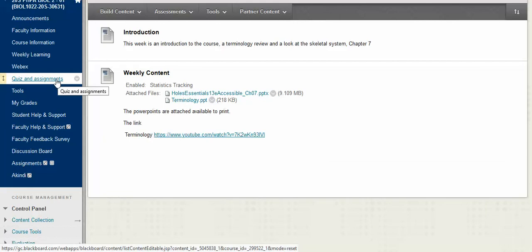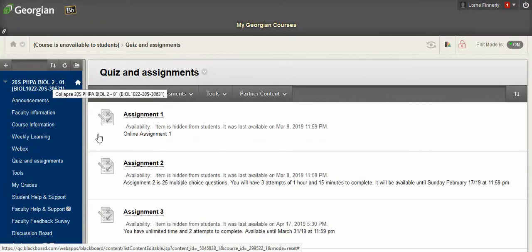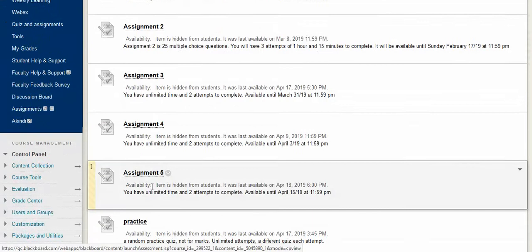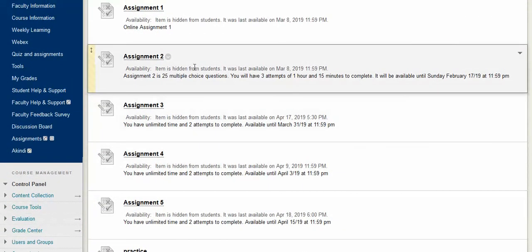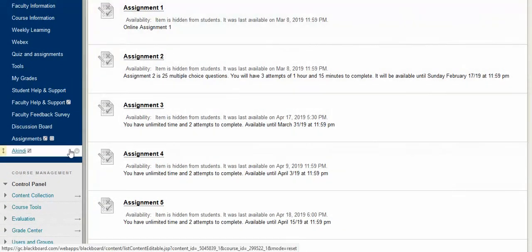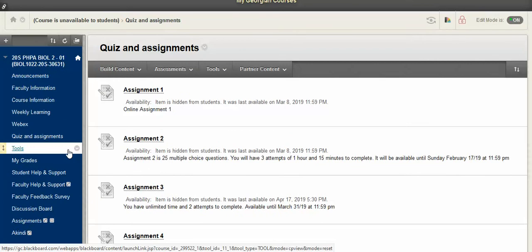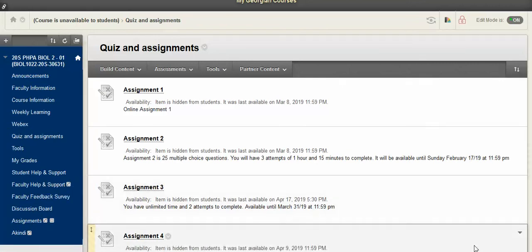You'll find the quizzes and assignments here. So assignments 1 through 5 will be here. They will be available on the appropriate dates. Again, I will populate that as it comes close. The WebEx is how you get to my WebEx room. Please download the WebEx app well in advance, and my room is lauren.finnerty, just like my email address.